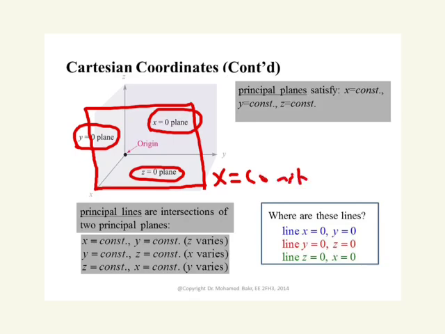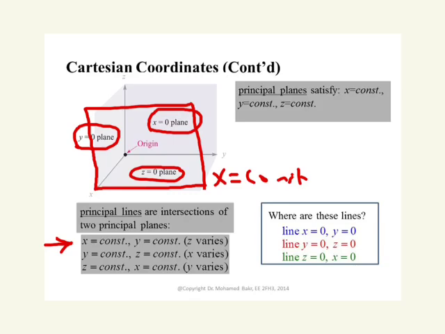And there are something called principal lines. Principal lines are lines parallel to the principal axis. For example, here a principal line given by x equal to constant and y equal to constant. This is the intersection of two planes. The first one, x equal to constant, is parallel to the yz plane. Y equal to constant is parallel to the zx plane. So their intersection will give you a line that is parallel to the z axis. So z can vary from minus infinity to infinity. And the same thing applies for the other ones.